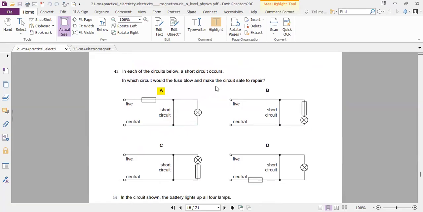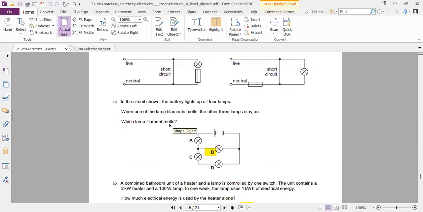Next, we have this repeat question here. Other three lamps stay on. Which lamp, if melted, does not affect the other three lamps? It is lamp B, because if you disconnect this part, we will still have the current going all the way. The three lamps will still be on.